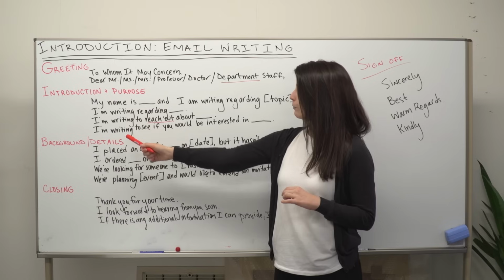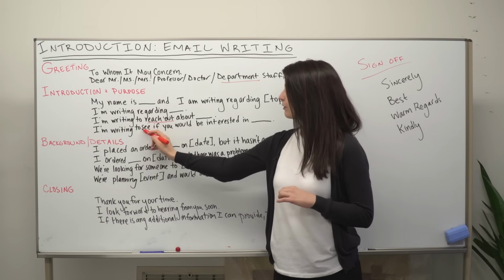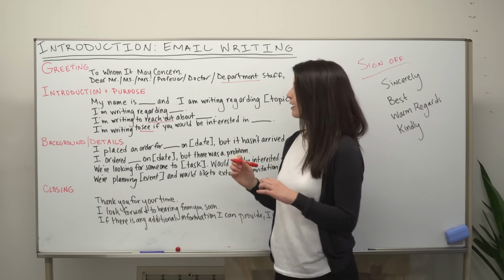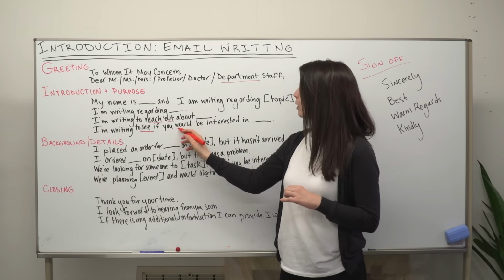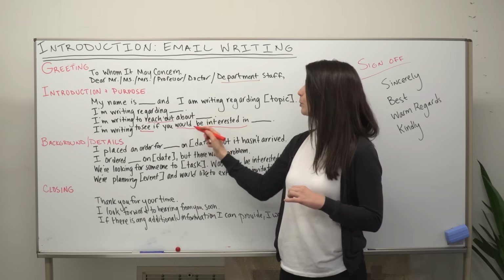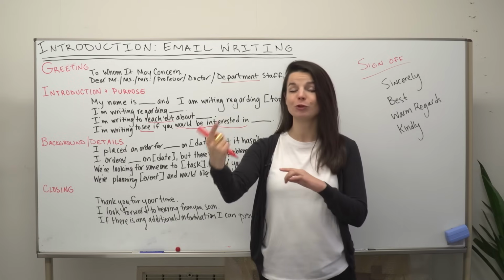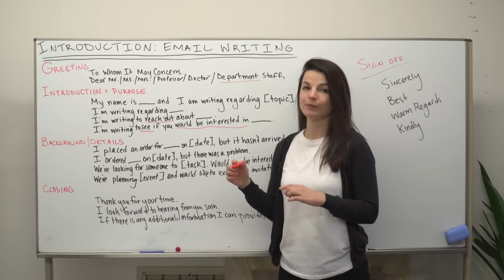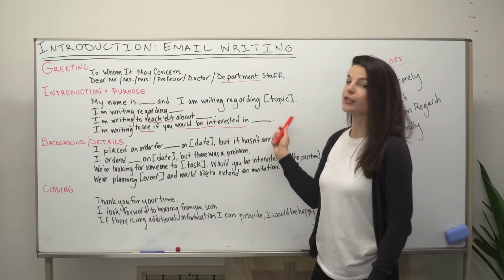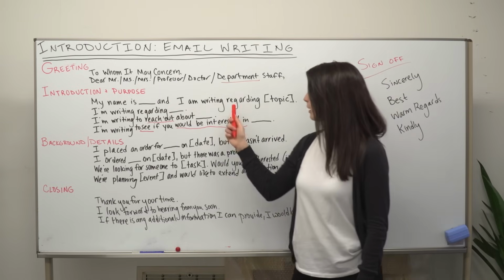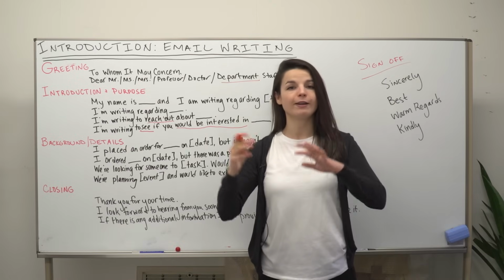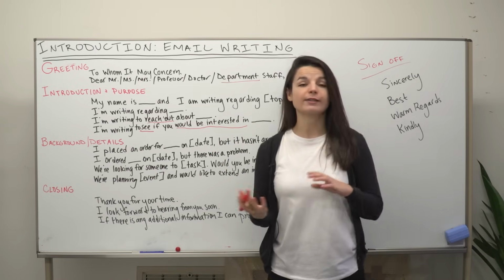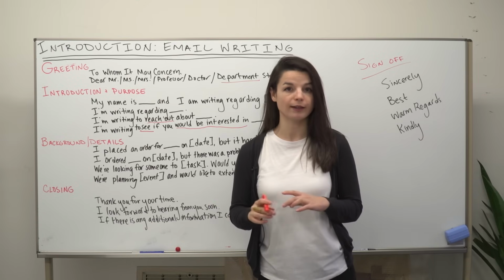One more. I'm writing to see. So here I have to see, meaning to check with you, in other words. I'm writing to see if you would be interested in. Would be interested in means in the future. Is there a chance you would be interested in something? Interested in, again, a topic. So I'm writing to see if you would be interested in coming to an event later this month. I'm writing to see if you would be interested in teaching a seminar in my school, for example.